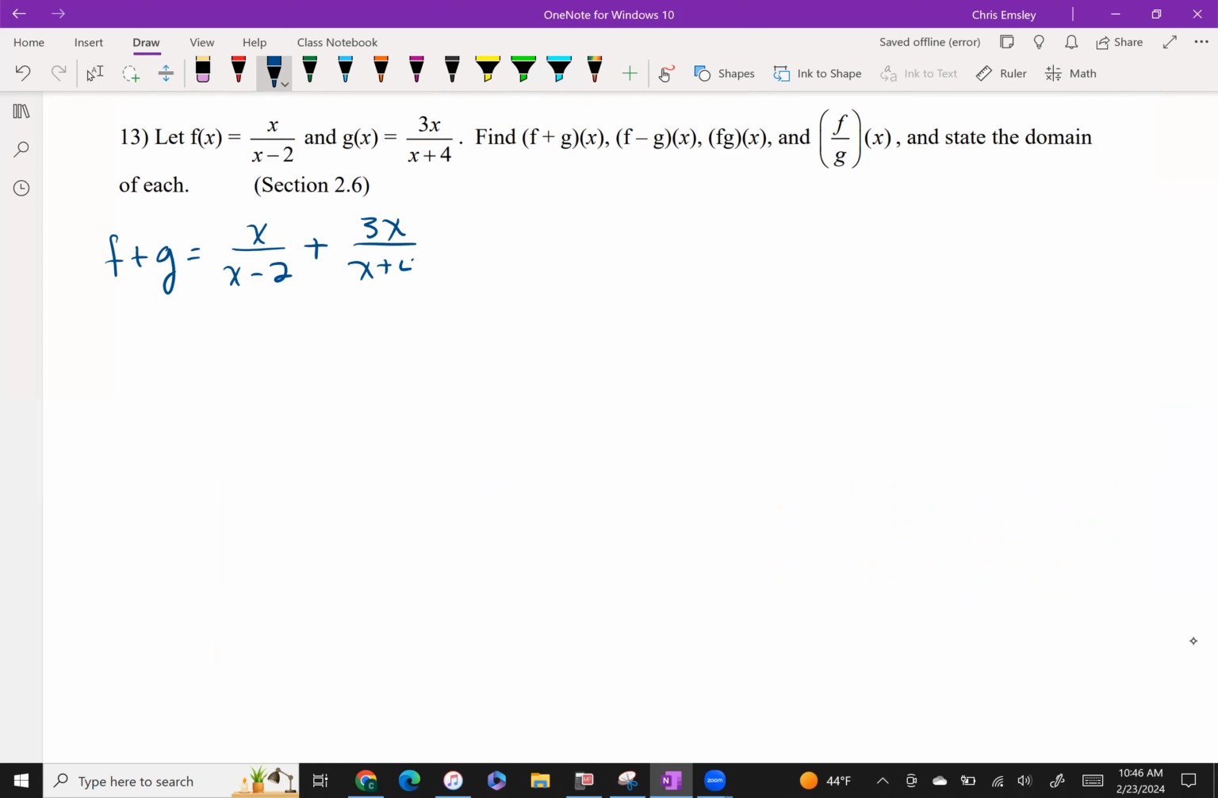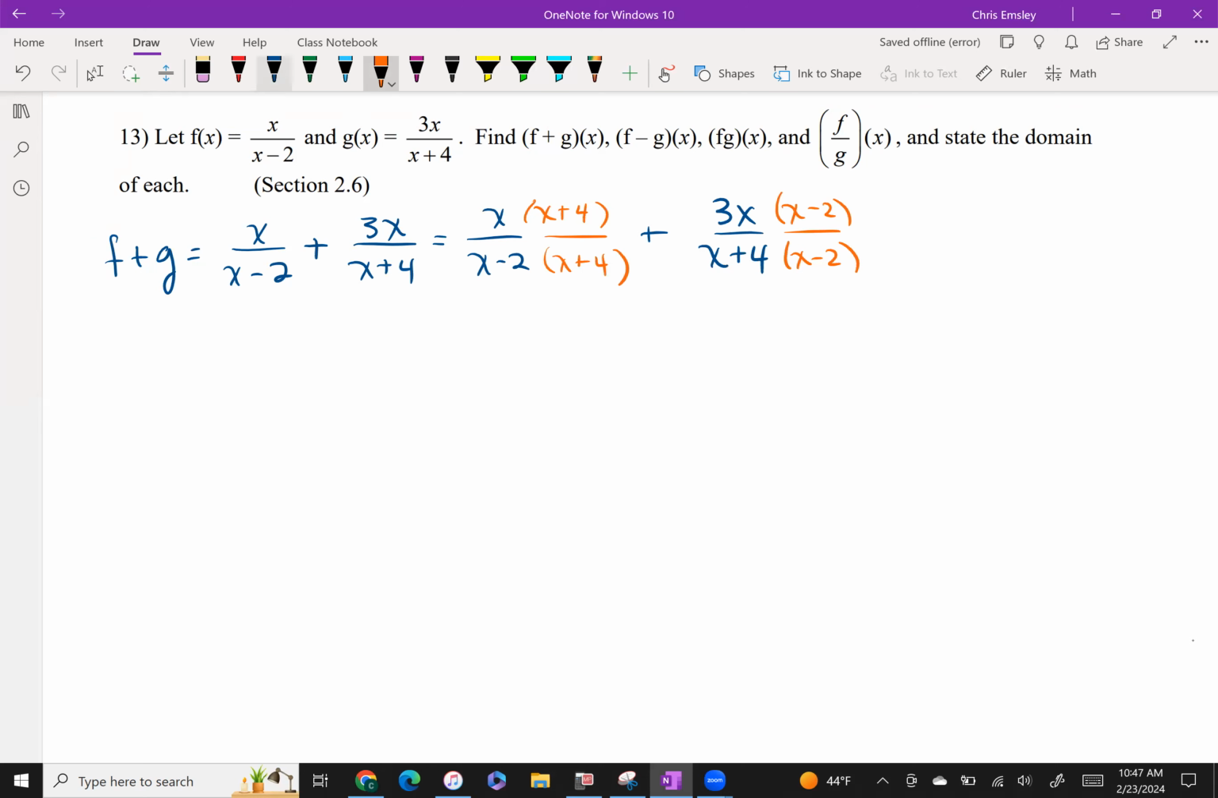To add two fractions, we need to have a common denominator. So that first fraction, we need to bring in the x plus 4. Can't just add the tops and the bottoms. Don't do it. It's not allowed. And then that second fraction, we need to bring in the x minus 2. And when we bring that in, we multiply it in, and we have to do it to the top and the bottom. Otherwise, we've changed our fraction entirely, and that's not allowed.